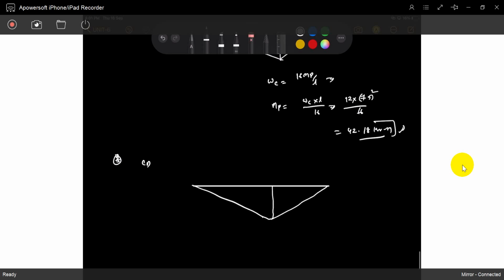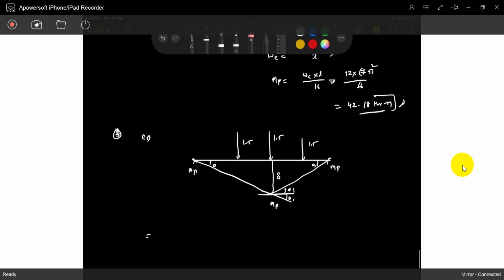Don't feel it is 1.5. It is 1.5, it is the capacity of MP. It's MP. Theta and theta, so both are the same. Symmetrical. Delta. So what is the external work done? What are the loads I gave? Sorry, the loads are 30, 30, 30. So write down 30.